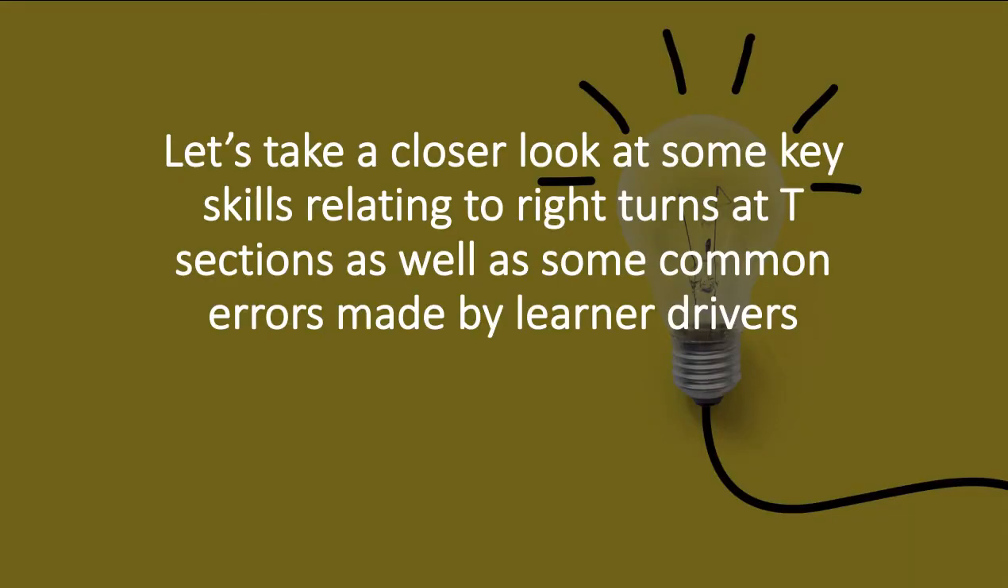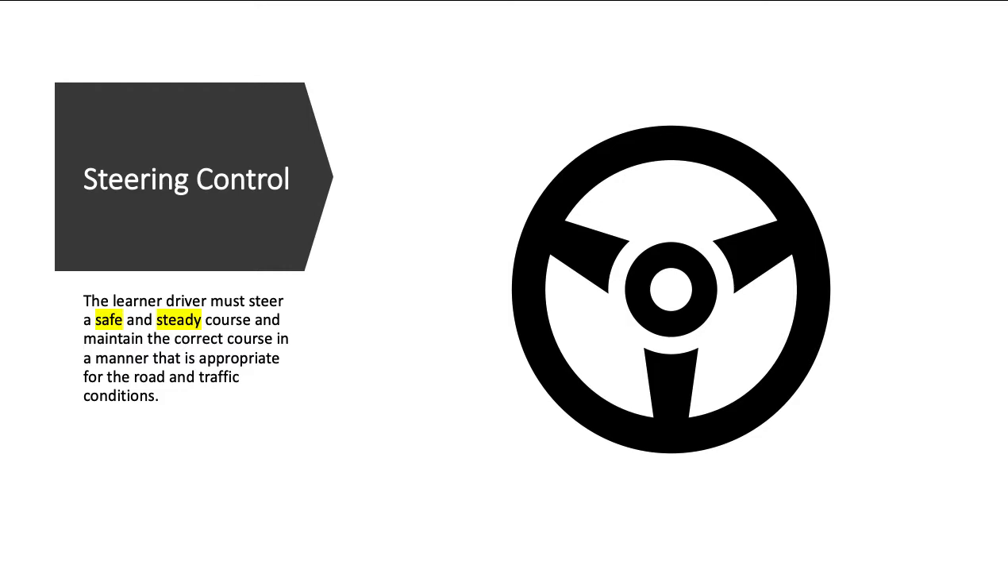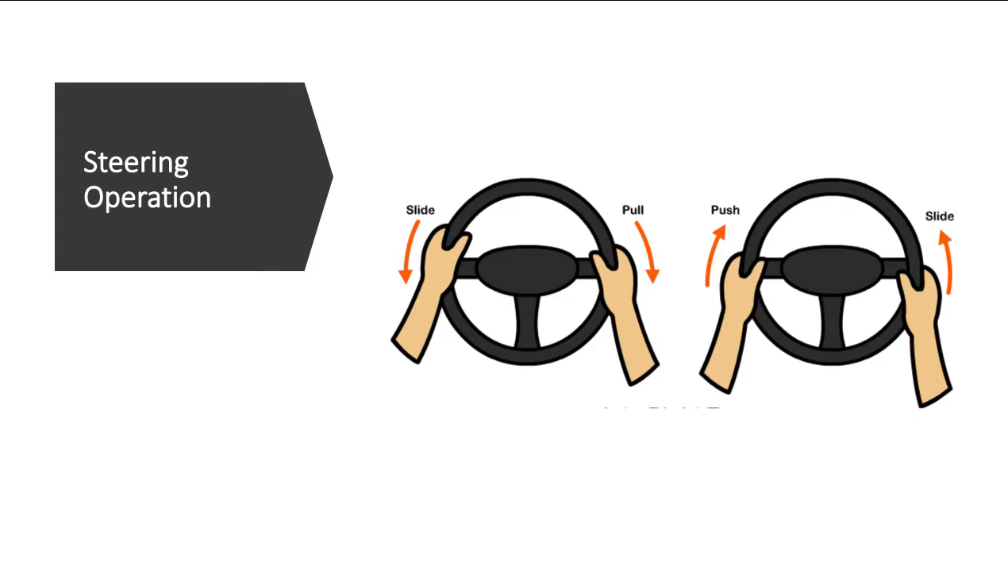Let's take a closer look at some of the skills relating to the right turns at T sections, as well as some of the common errors made by learner drivers. Steering control. The learner driver must steer a safe and steady course and maintain the correct course in a manner that is appropriate for the road and traffic conditions. Steering operation. The learner driver must operate the steering wheel in the appropriate manner.